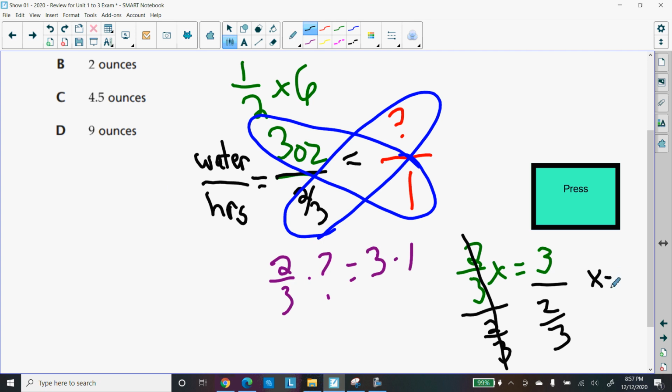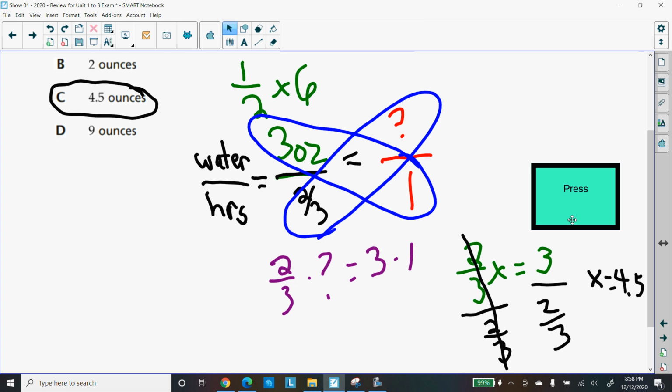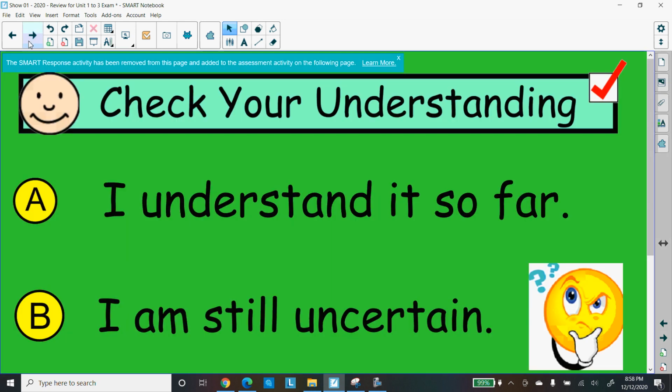So x is equal to 4.5, which is letter C. So if you pick C, you're in good shape. So 4.5 ounces. So that was good work. All right, so I hope you're understanding what's going on. If you're not sure, rewatch the video and write down your questions and bring them in class, and I'll be glad to solve them and help you with it. You can also reach me during my office hours as well.